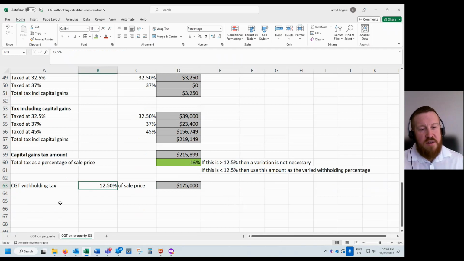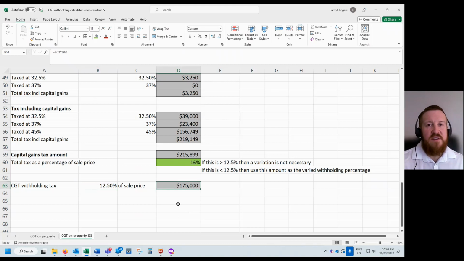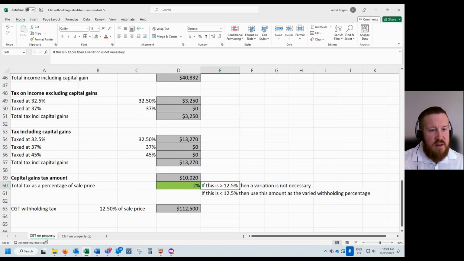So how would it work? It would be two stages. Firstly, you'd pay the $175,000 at the time of sale, and then the remainder of that $216,000, you would pay when you lodge your 2023 tax return.